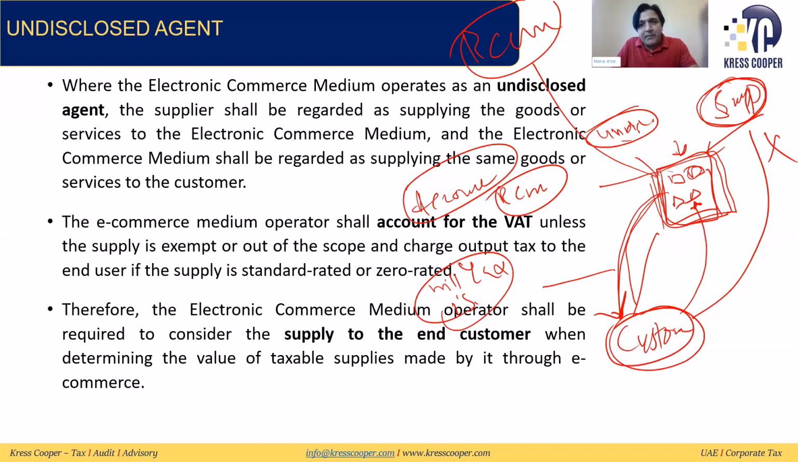So basically, if the customer cannot see who the supplier behind the goods is, it will be considered an undisclosed agent, and it will be assumed that the platform operator is buying and selling. At the time of buying, they will apply RCM unless the goods are exempt or out of the scope. At the time of selling, they need to charge 5% or 0% VAT unless the goods are exempt or out of the scope.